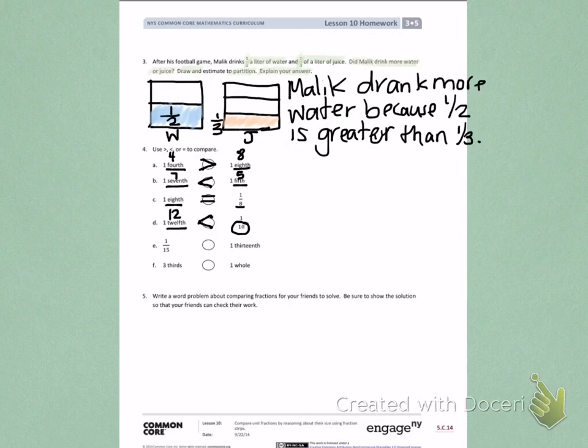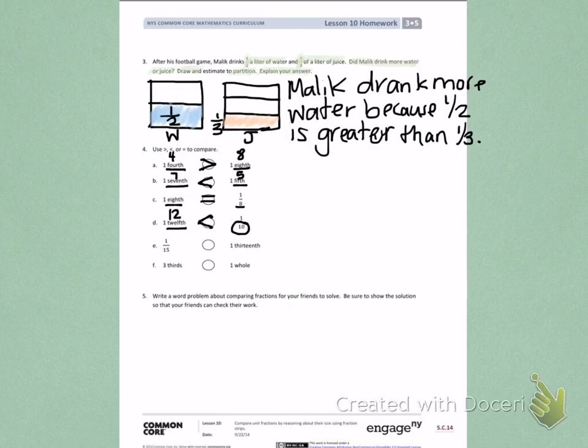Number 5. Write a word problem about comparing fractions for your friends to solve. Be sure to show the solution so that your friends can check their work. To solve this problem, look back at your problem set and also at number 4 and try to create a problem that is similar to what you did in class today and what you solved on number 4 to compare the fractions. You can also look at some of the pictures that we created.